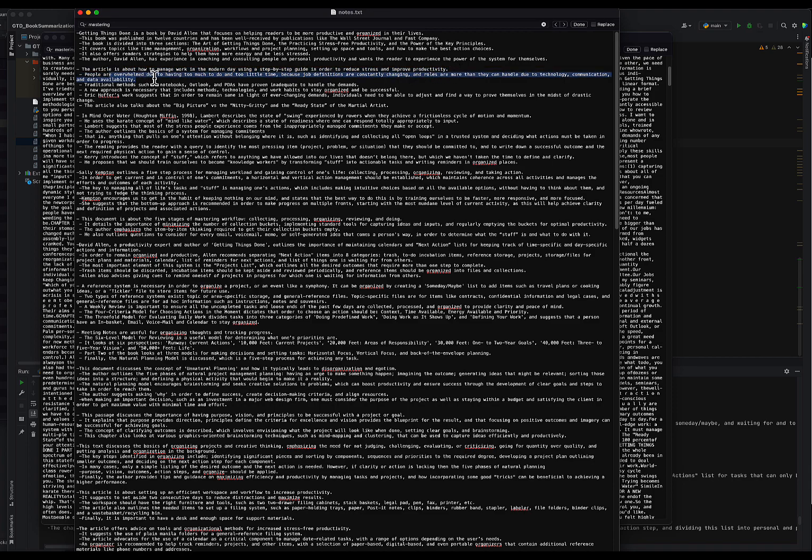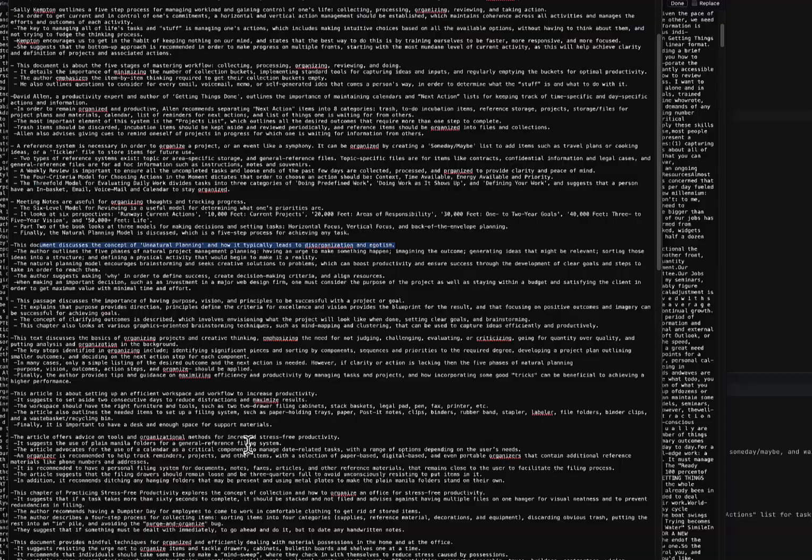People are overwhelmed due to having, actually it's very good, and giving a very good example. Sally Campton outlines a five-step process of managing workload and gaining control of one's life: collecting, processing. This stuff I couldn't get from ChatGPT. This document discusses the concept of natural planning and how it typically leads to disorganization and egoism. Okay, this is very good.